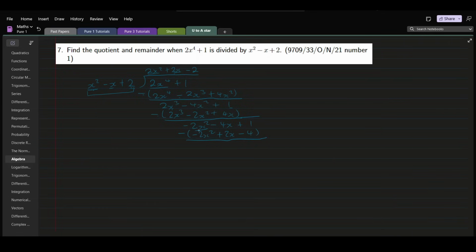And if we simplify, negative 2x squared minus 2x squared gives us 0, then negative 4x minus 2x gives us negative 6x, and then 1 minus 4 gives us plus 5. And now we can tell that the highest power in our divisor is now larger than the highest power in our dividend. So we stop here and we can conclude that our quotient is what you have on top here. That's 2x squared plus 2x minus 2. And then our remainder is over here, negative 6x plus 5, and this is our final answer.